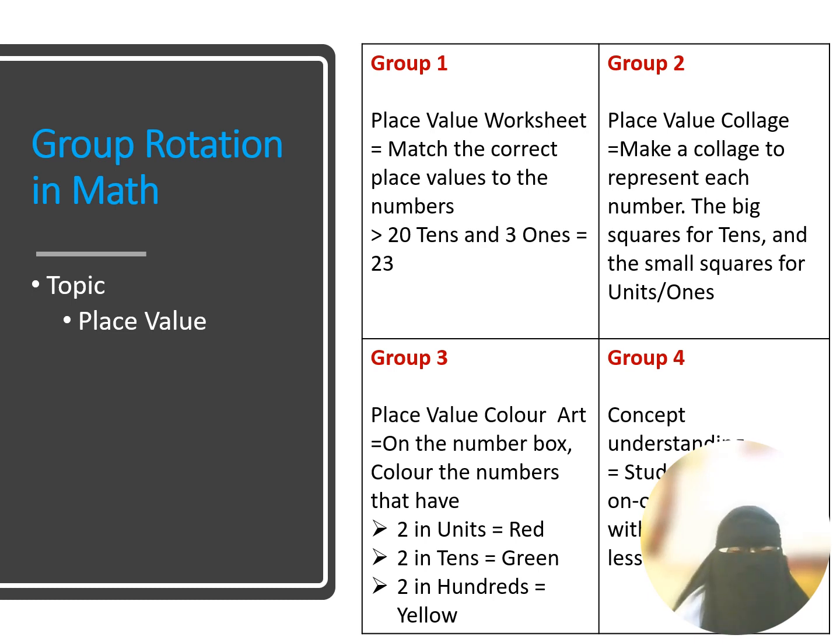So if the 2 is a unit value, then you color the section red. If the 2 is a tens value, you color the section green. If the 2 is a hundreds value, you color the section yellow. So this is integrating art, visual art, into math for this group of students. In group 2, you integrated art, but it's also kinesthetic and tactile for some students.